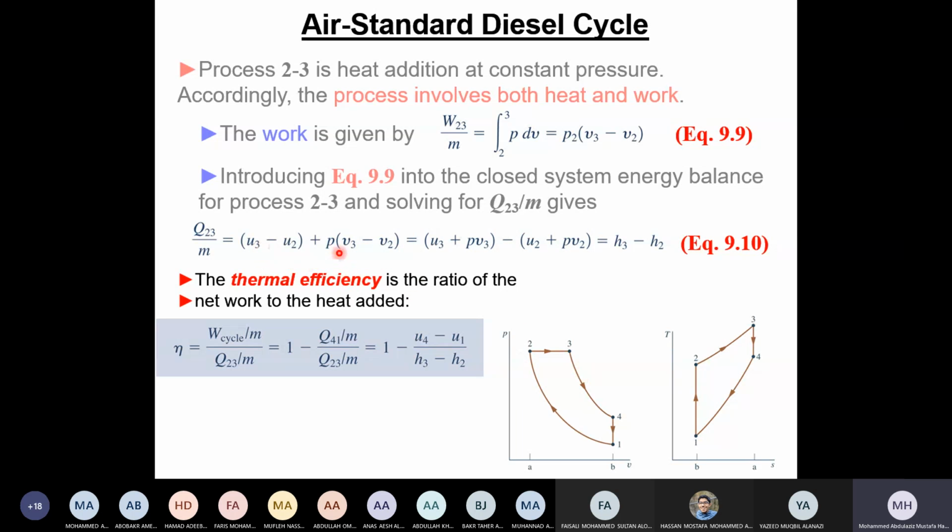Then we add U3 to this and add U2 to this. Then it comes to be H3 minus H2. So QH is H3 minus H2, not U3 minus U2 as in the Otto cycle. So this is the only difference here. And therefore, you can get U4 minus U1, which is from the previous cycle. But when you divide here, you divide over H3 minus H2, since QH is H3 minus H2. And therefore, you can calculate the efficiency for this cycle.